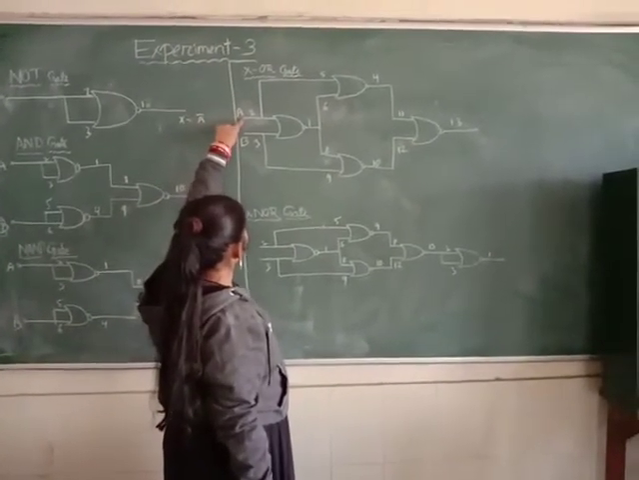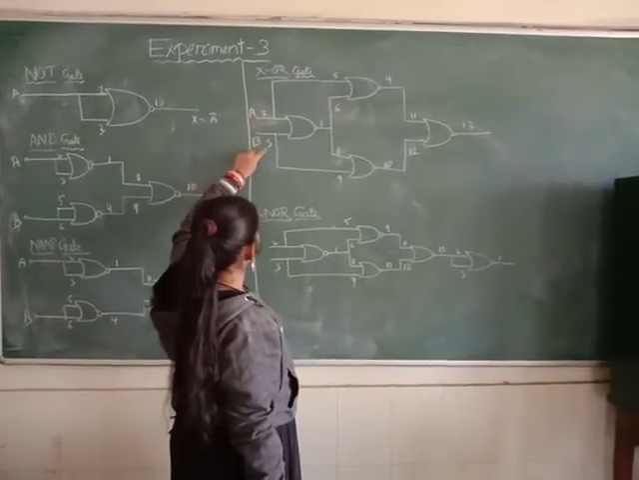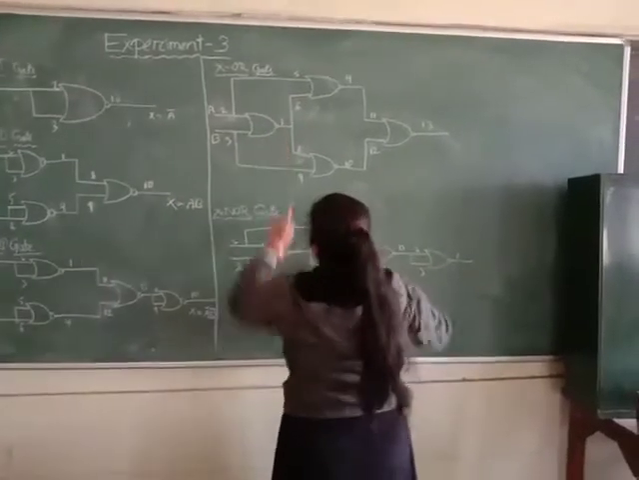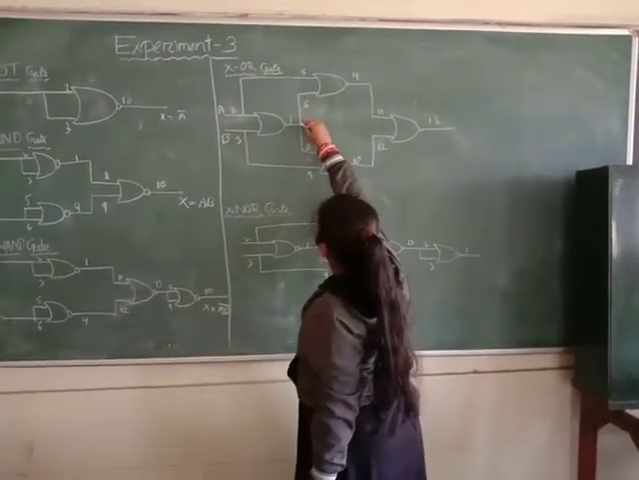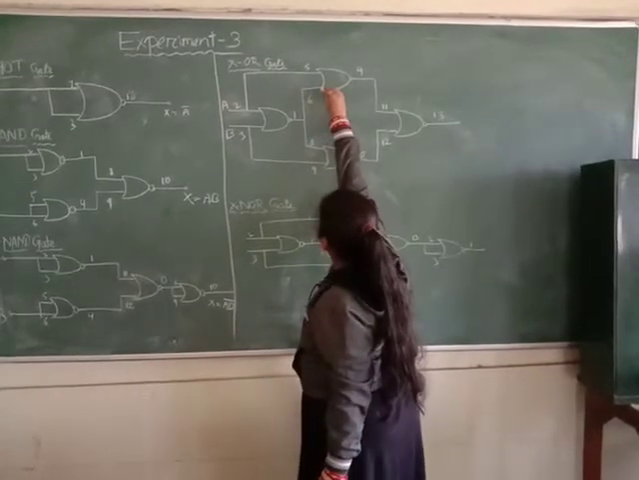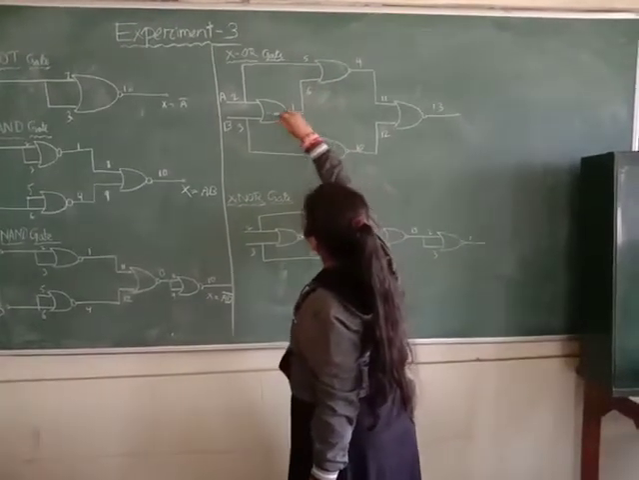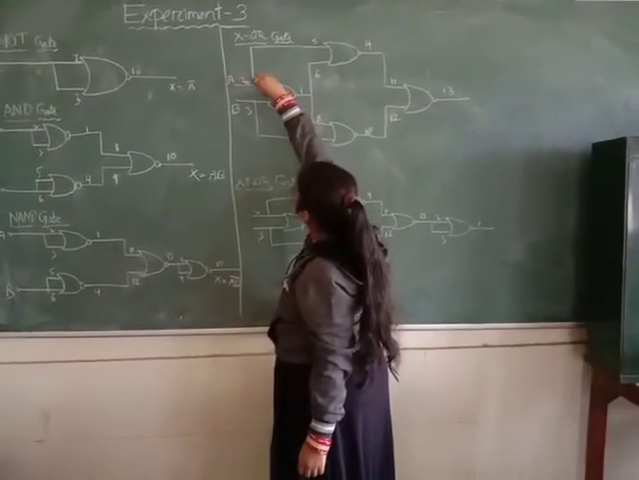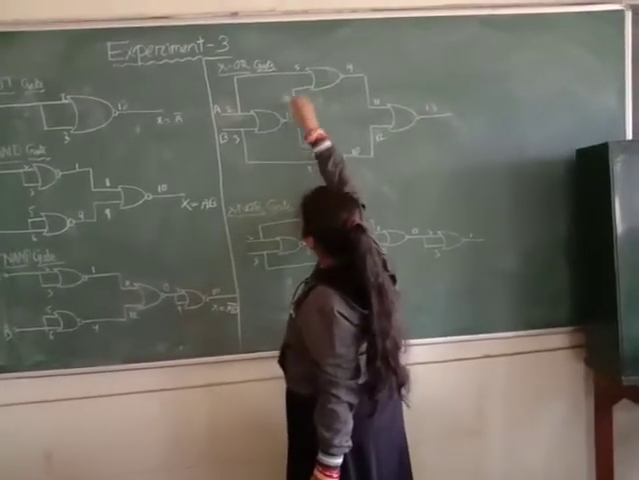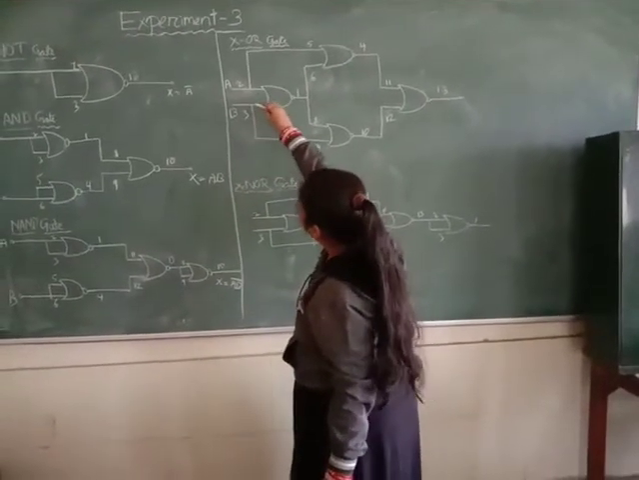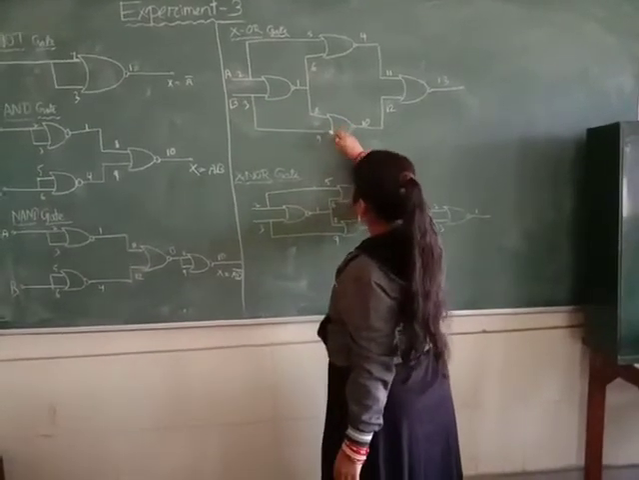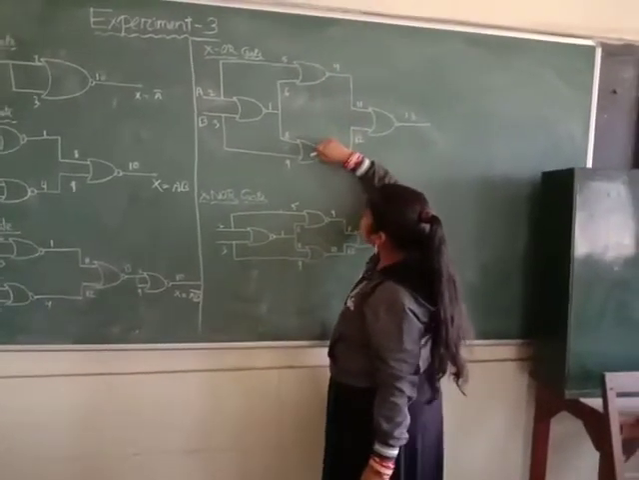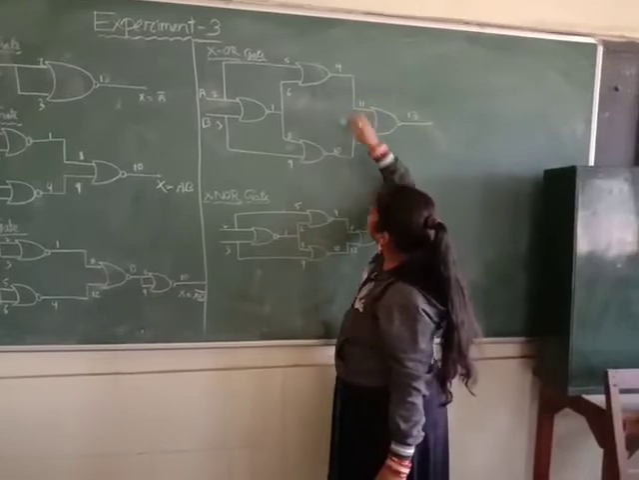Input A is fed to pin number 2 and input B is fed to pin number 3. Then the output of pin number 1 is fed to both pin number 6 and 8. And then we take another input from input A to pin number 5. Then input B, another input, we take to pin number 9. And we can see these two gates' outputs in pin number 4 and 10.